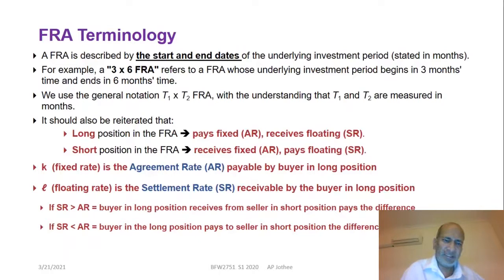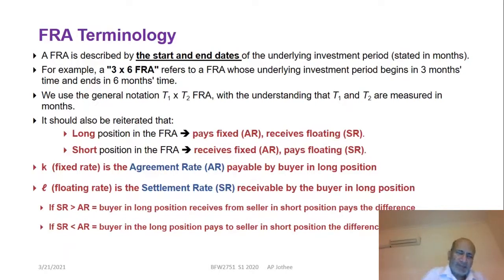I'm repeating the same thing. Long position in the FRA means you pay the fixed rate, that is the agreement rate, which you are fixing today, but you receive the floating rate. Why do you go long position? Because you are determined that the floating interest rate may go up between now and the T2 time. Okay. So short position FRA is to receive the fixed and pay the floating. You assume the fixed is higher than the floating at the time.